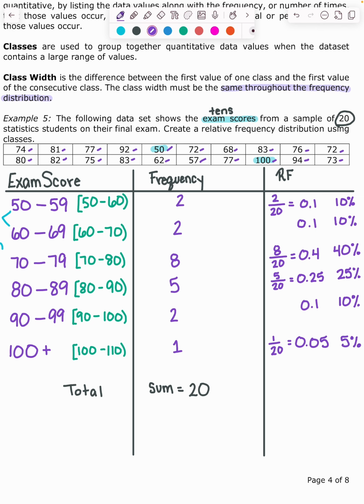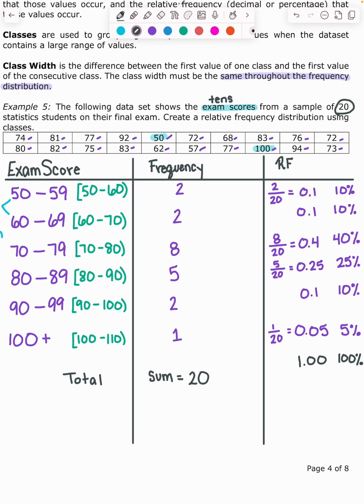And we want to do our check again. So we want to make sure that our decimals add up to 1, which they do. So this adds up to 1. And then our percentages should add up to 100%, and they do. And again, if it's a teeny tiny bit off because of rounding, that's okay.